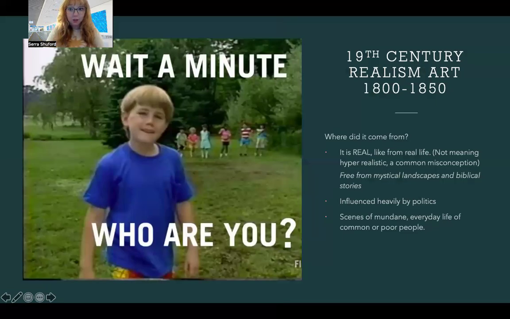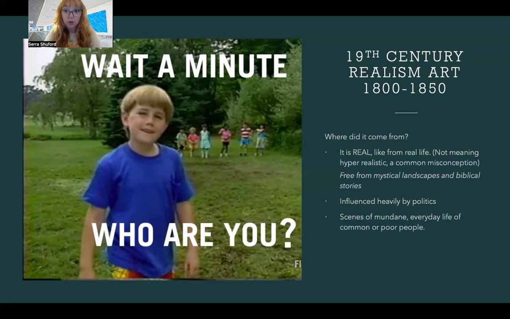And on the other end of the spectrum, happening between, this should say 1840s to 1870s. I'm sorry about that. If you go back to the very beginning, it would say that, but I just caught that immediately. This is 19th century realism art, and it takes place between the 1840s and 1870s. It comes from the idea of the artist wanting to capture real life. So, not meaning hyper realistic, that is a common misconception, but free from the mystical landscapes and biblical stories that don't really hold an actual thing that we can see in front of us. So it's really wanting to capture those very real, very unidolized scenes.